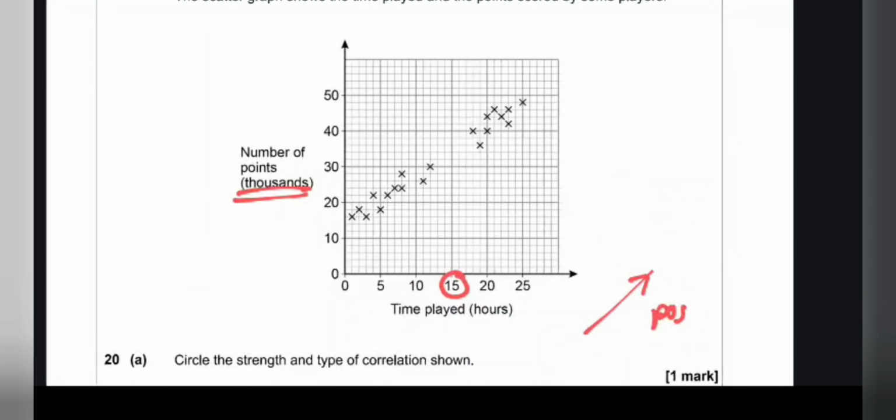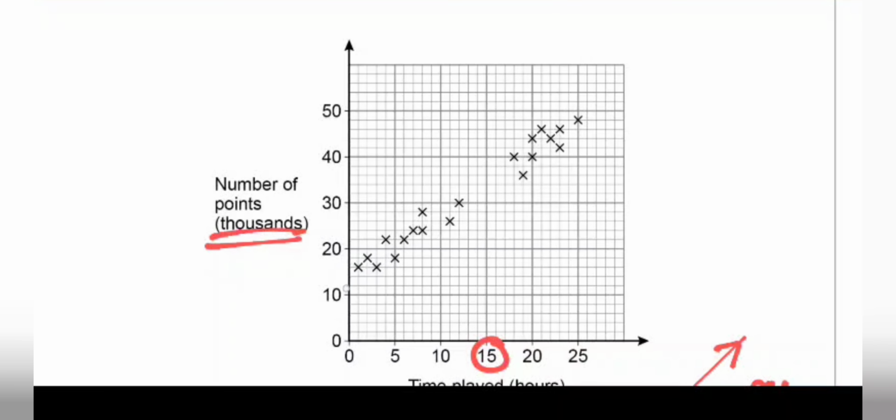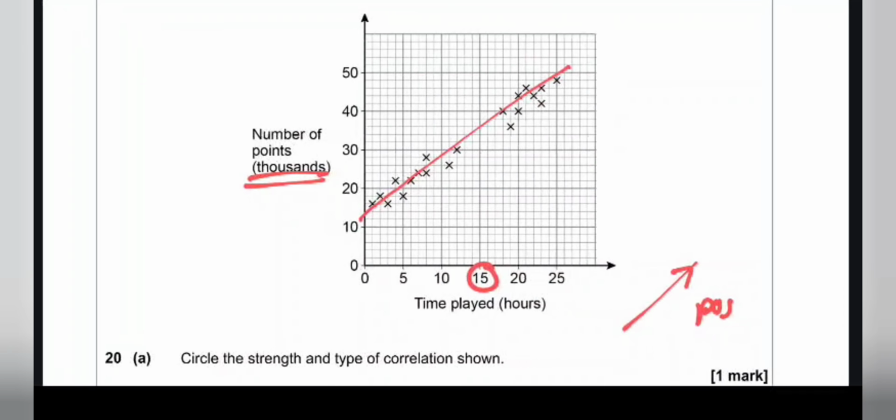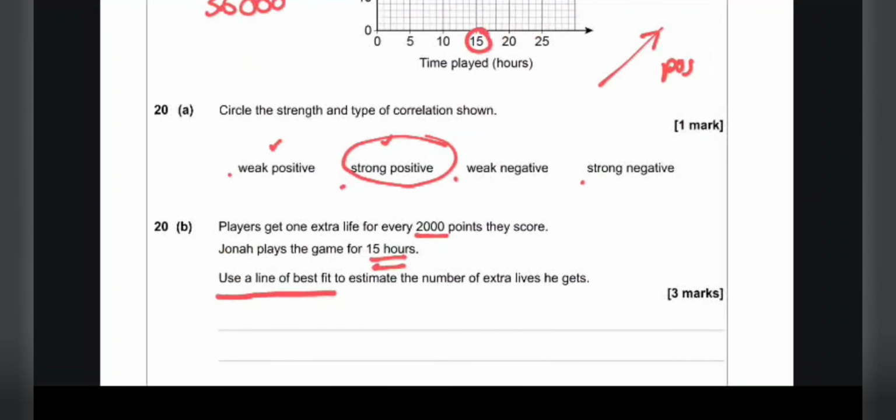It says you're going to use a line of best fit. So you're going to use a ruler. It's going to be a beautiful line, better than mine. And you're going to go up from the 15 until you hit that line. And then you go across left to see where you land. And we are saying it's around 36. If you get 35, that's fine. You'll get the follow through and you'll get the whole thing.